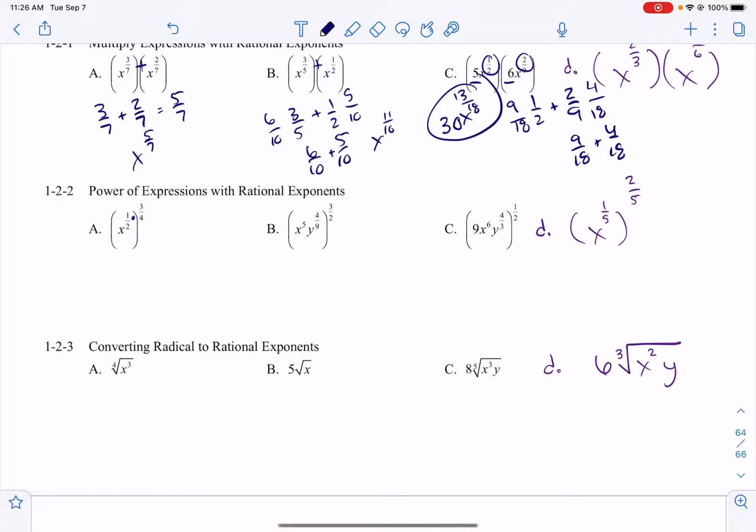Next problems. Same as we did before. We multiply exponents with other exponents. Remember, when you multiply fractions, you multiply straight across. So this would become 3/8. So I'd have x to the 3 over 8.